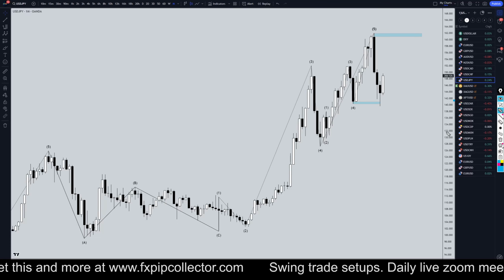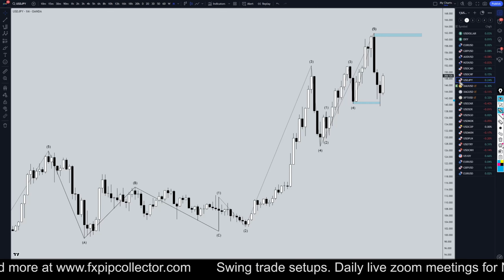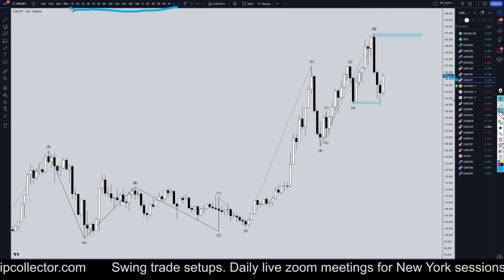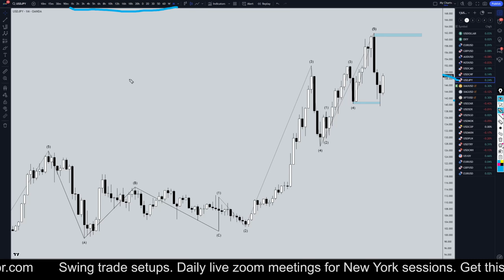Today is Friday, October 11th, and I'm going to be analyzing US dollar yen, starting on the monthly, working my way all the way down to the 1 hour time frame for the full top-down analysis.